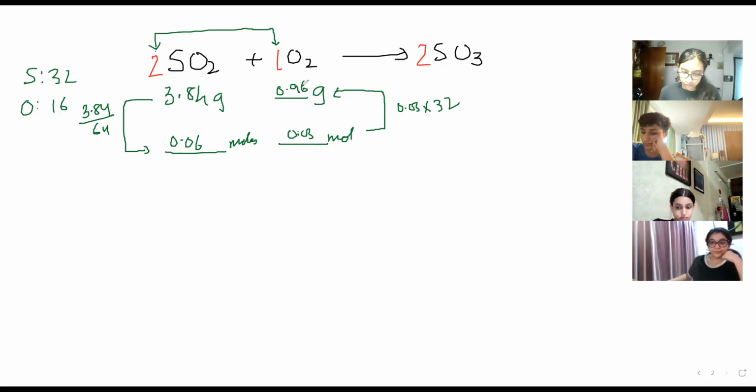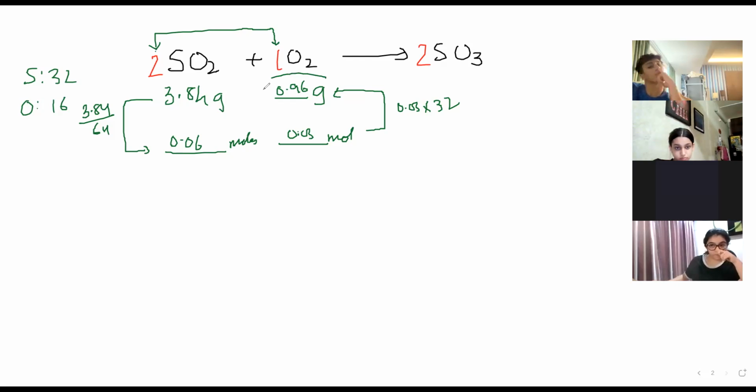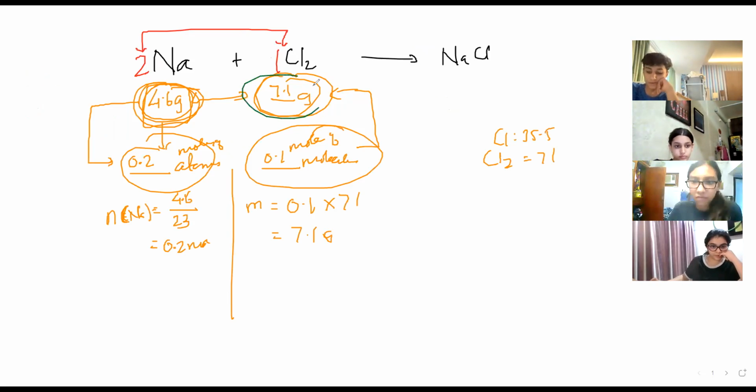Is everyone okay? Okay, so this way you'll find the mass of one substance if the mass of the other substance is given. For example, I found out the mass of oxygen when the mass of sulfur dioxide was given. Also here, I found the mass of chlorine when the mass of sodium was given. Now, the exact same method you will use to find out the mass of the product also.